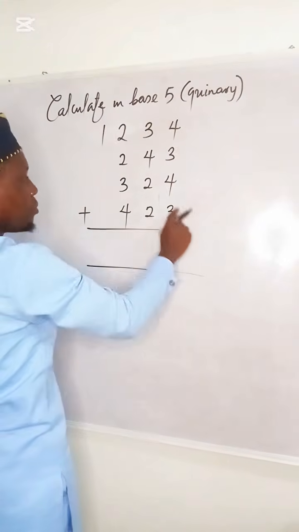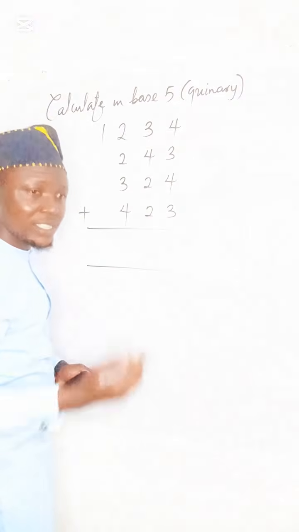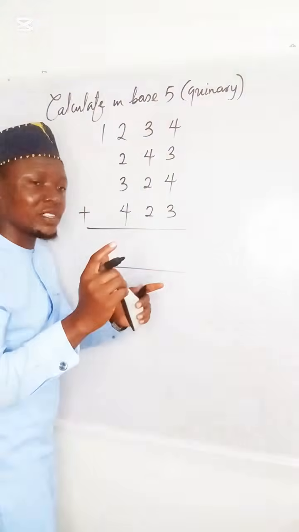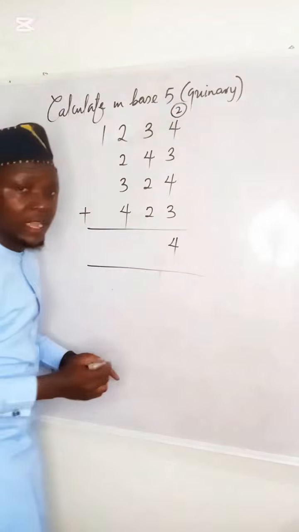4 plus 3 plus 4 plus 3, right? Okay, this is 7, this is 7, this is what? 14, right? Now 14 in base 5. How many 5s can we have in 14? Which is 2, remainder 4. Write that 4, keep that 2 up here, okay? Right, that's how it works.